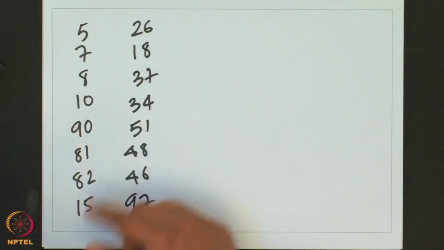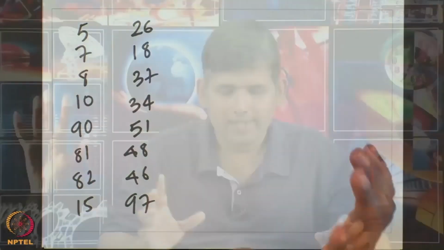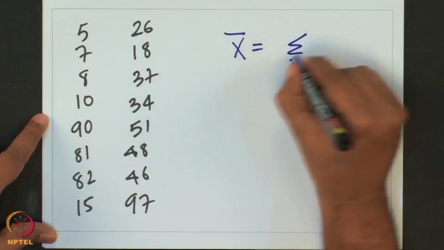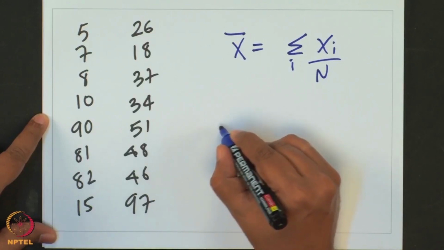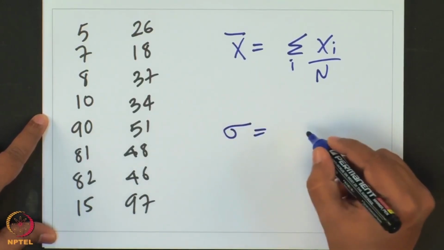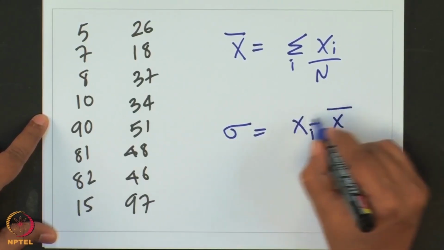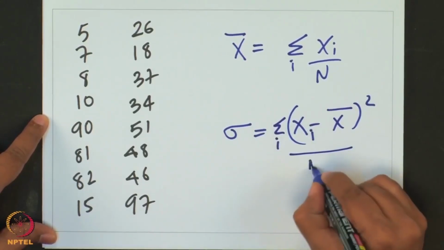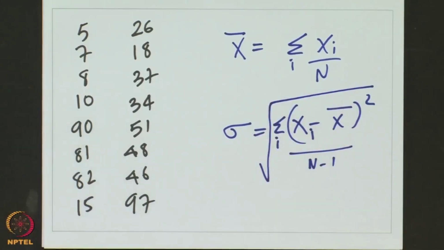If you have data measured from a population ensemble, you can always calculate the mean. So you can calculate the mean x bar, which we said is the sum over i of xi divided by n. You can also calculate the standard deviation, sigma, which is the square root of the sum over i of (xi minus x bar) whole squared, divided by n minus 1. So these are the two things that we can measure.